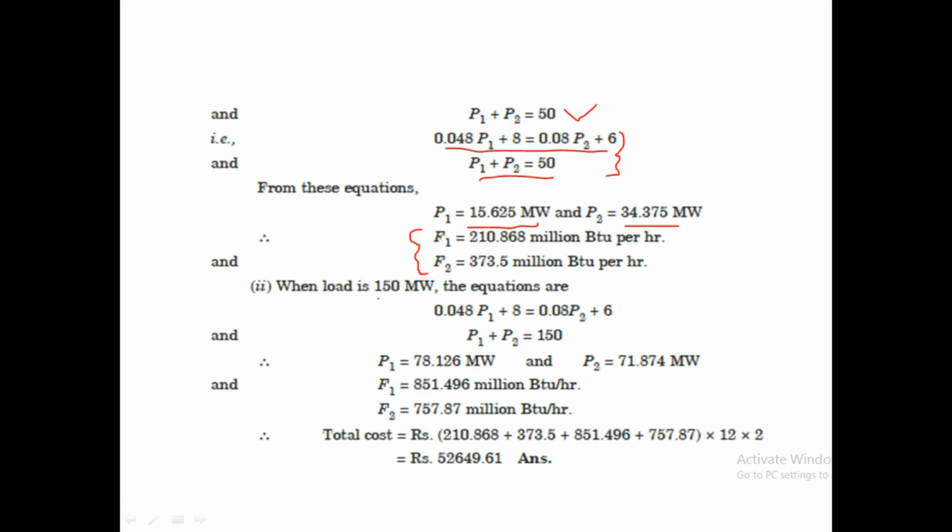If the load is 150, the similar procedure only, P1 plus P2 equal to 150, then you will be getting P1 equal to 78.126 and P2 equal to 71.874, and F1 and F2 you can find, and the total cost you can find by using this relation.